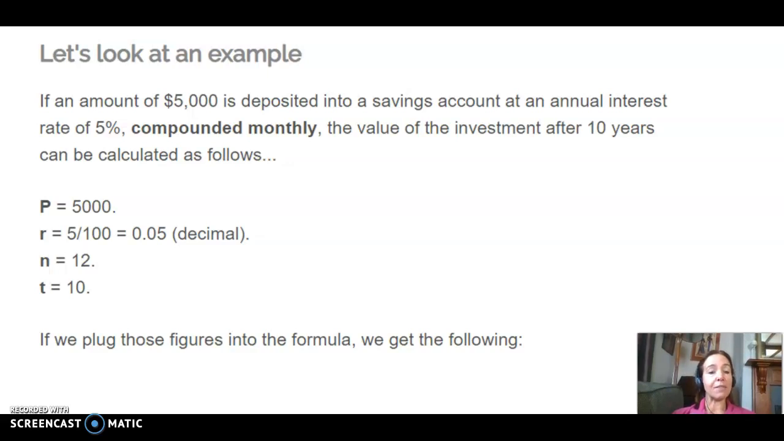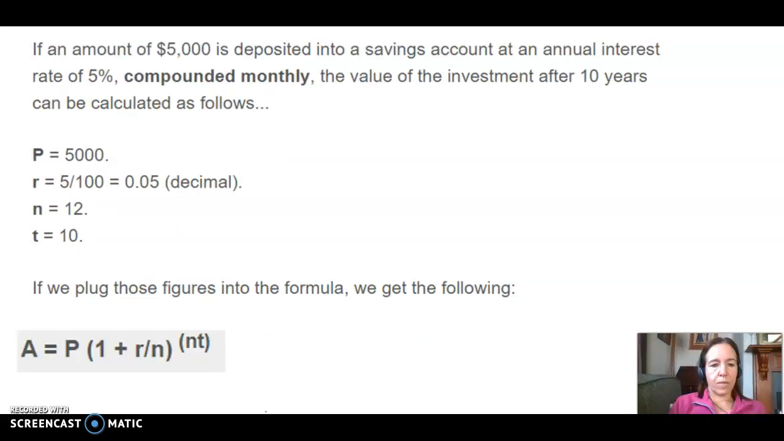So the principal is 5,000. The rate is 5 divided by 100, which is 0.05. N is 12 because you're going to be getting it 12 times in 1 year, and the number of years is 10. So we are going to plug that into the formula and see what we get.